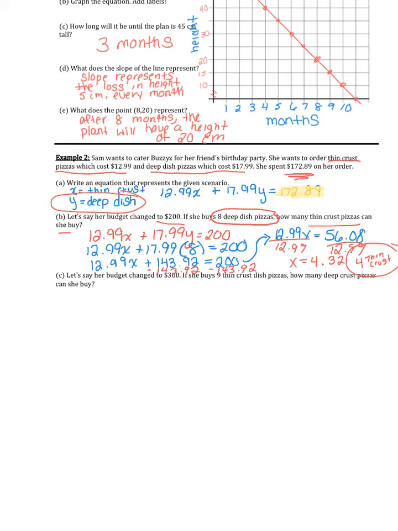So try C on your own. It says, let's say her budget changed to $300. So it's still the same equation. We still have $12.99 X plus $17.99 Y, but now we're going to set that equal to 300. Well, now she's going to buy 9 thin crusts. So that goes in for X. How many deep dish can she buy?